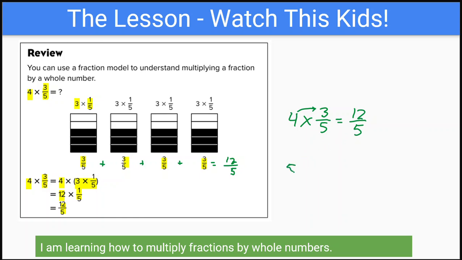Now you know that 12/5 is an improper fraction. It's the same thing as 5/5 plus another 5/5, that's 10/5. Okay, plus 2 more fifths, that makes 12/5, right? This is worth 1, 5/5. This is worth 1, that's 2, and 2/5. Okay, so 2 and 2/5 is your answer. So there it is right there. You're learning how to multiply fractions by whole numbers.